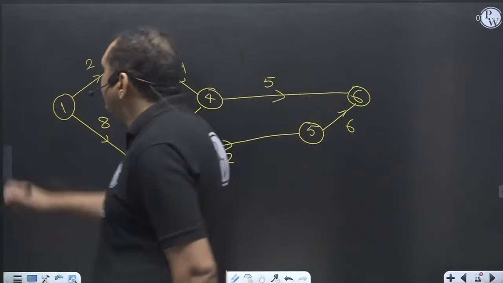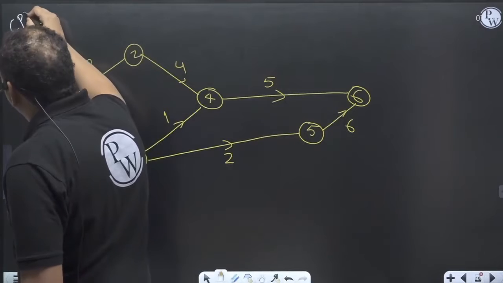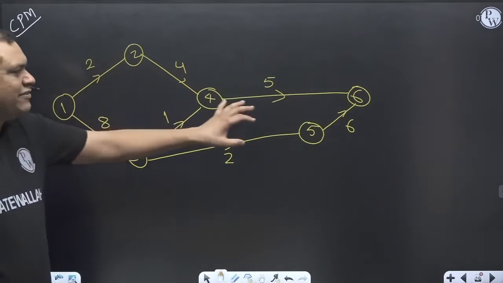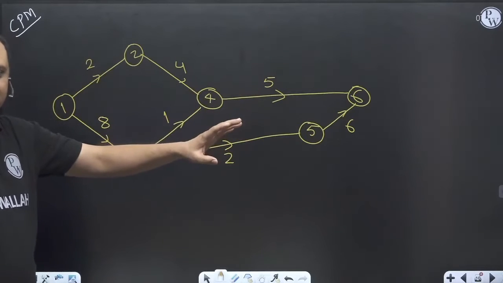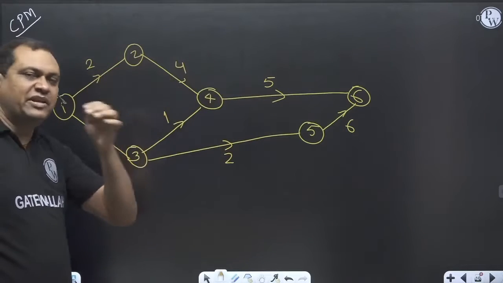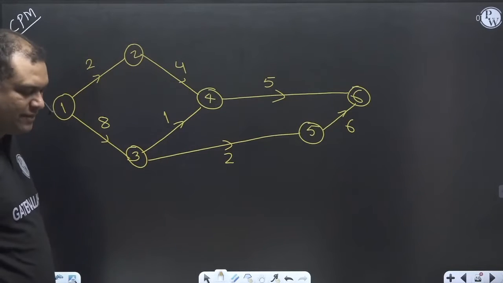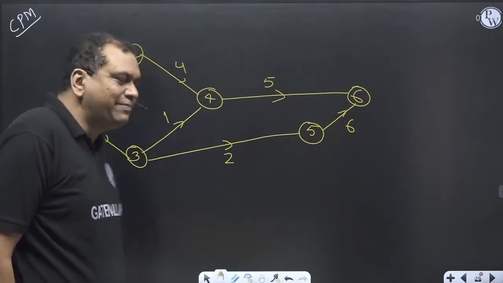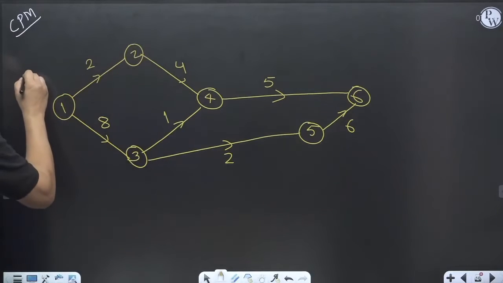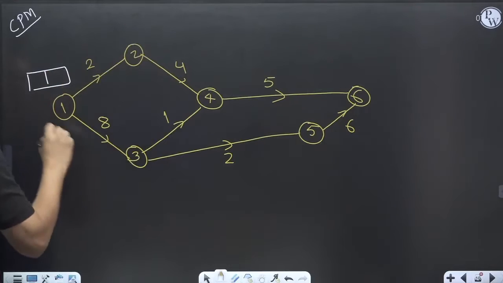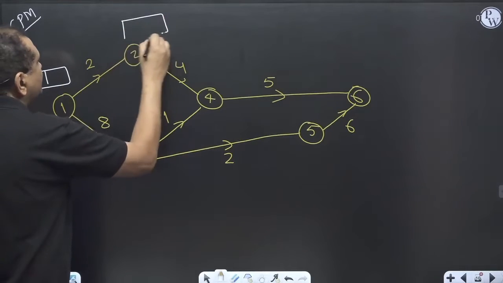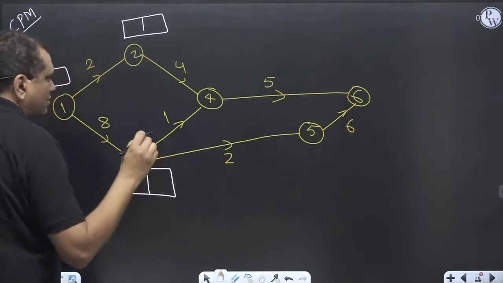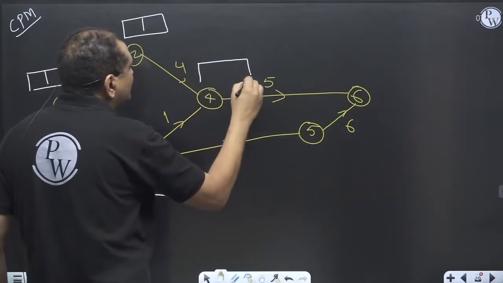Now we are discussing the critical path method, CPM, because all the activity times are deterministic. Now, you know what my next step is? At each and every node, make this kind of box.